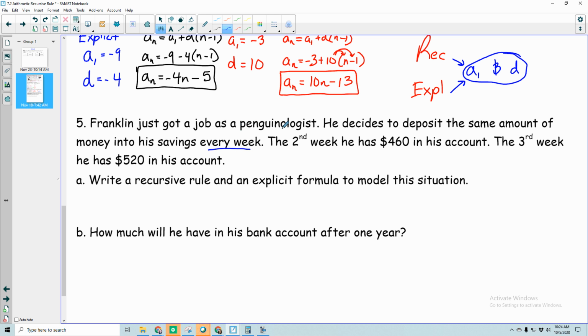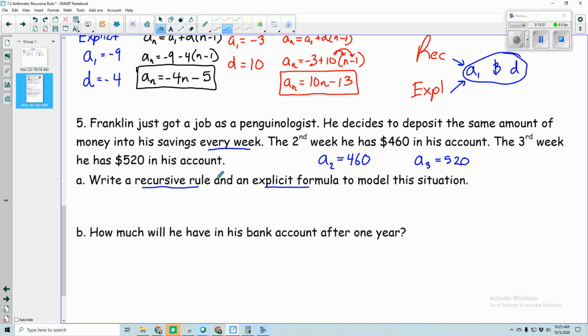The second week, so a sub 2, he has $460 in his account. And then the third week, he has $520 in his account. So a sub 2 on the second week, that's how much he has, and then the third week, this is how much he has. So if we want to take this information and write a recursive rule from it and an explicit formula.